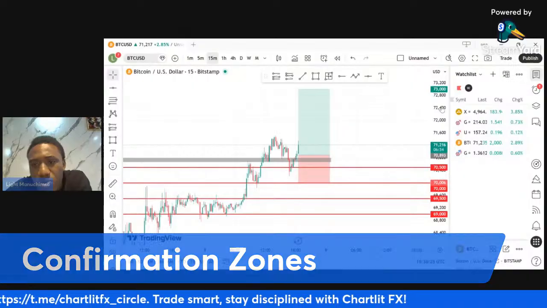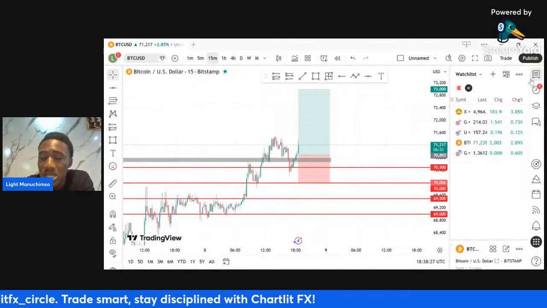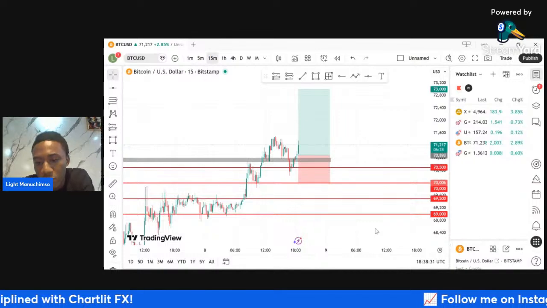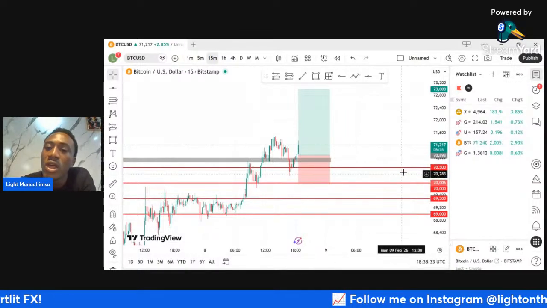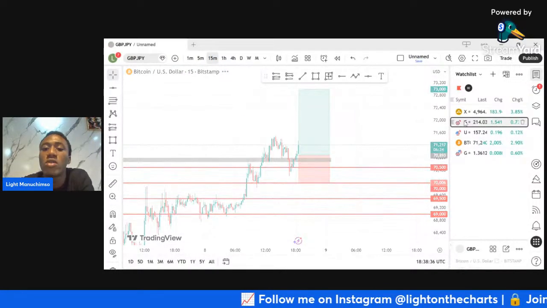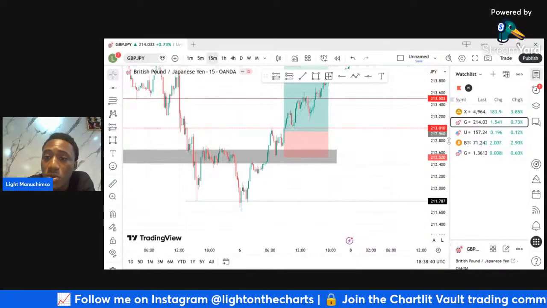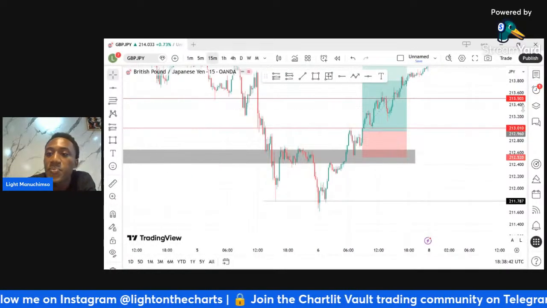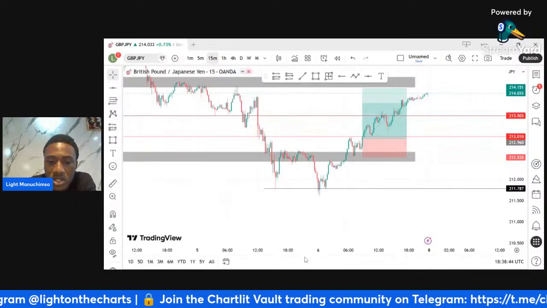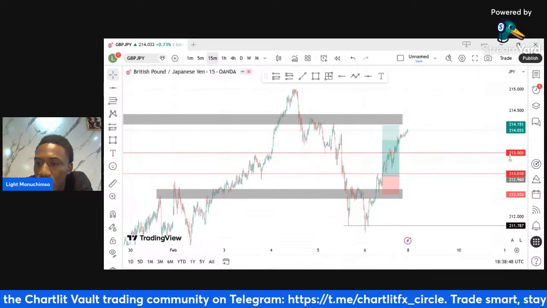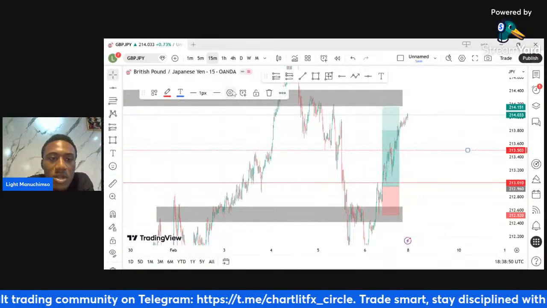So I think we've basically come to the end of today's class. But before I open the room for questions, let's cover a little bit more on psychological levels on pairs like GBPUSD. What pair is this? Okay, GBPJPY. That is the British pound against the Japanese yen. You can see my psychological levels right here. Let me hit it properly.